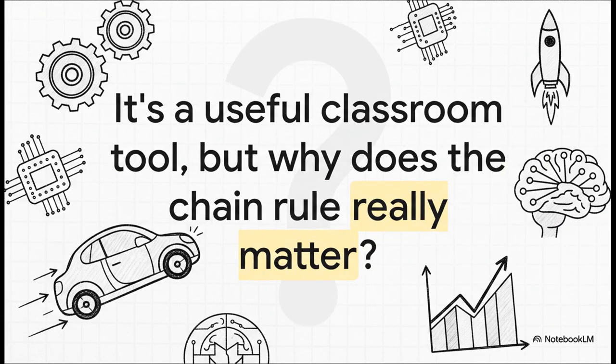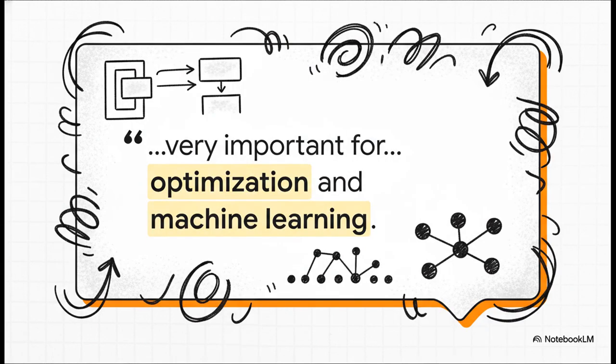All right, that's a pretty cool math trick. But does any of this actually matter in the real world? Why are we spending all this time mastering a rule about nested functions? Well, the answer is a huge yes, and it's actually at the very heart of some of today's most mind-blowing technology. A research paper on something called tensor calculus puts it very simply. The chain rule is very important for fields like optimization and machine learning. So yeah, this isn't just about passing your next exam, this is about building the future.